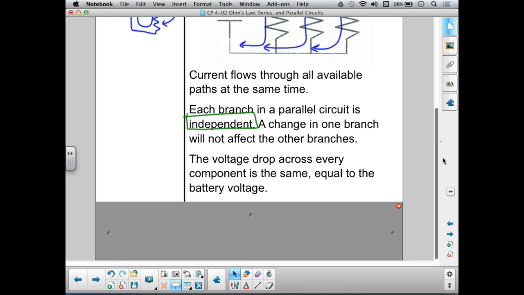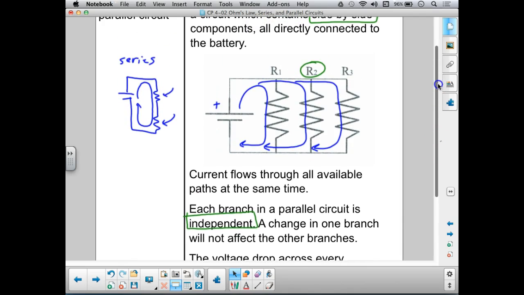Next important point about parallel circuits. The voltage drop across every component is the same and equal to the battery voltage. So let's take a look at what this means.